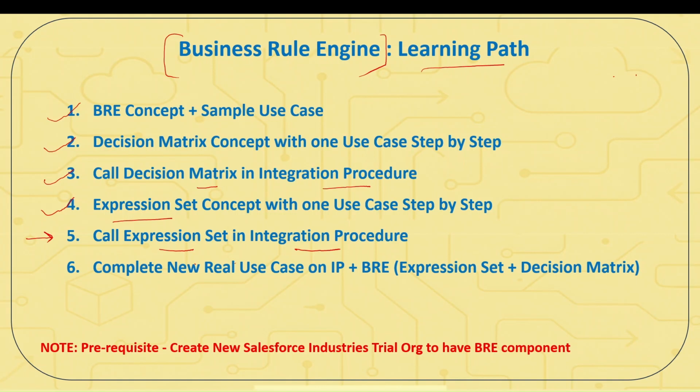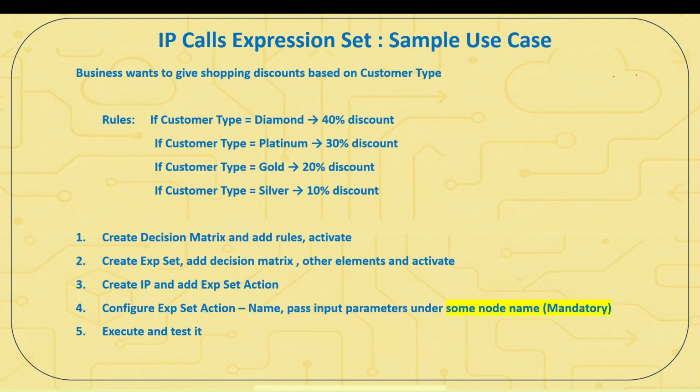After learning all these step by step, all the concepts of the business rule engine, in the next video we will learn one new real use case on IP plus BRE. Here we'll be starting from the business requirement to the decision matrix to the expression set, and then we'll be calling this in the IP. I strongly recommend watching the previous videos before watching the current video. So let's start with how to call an expression set in an integration procedure.